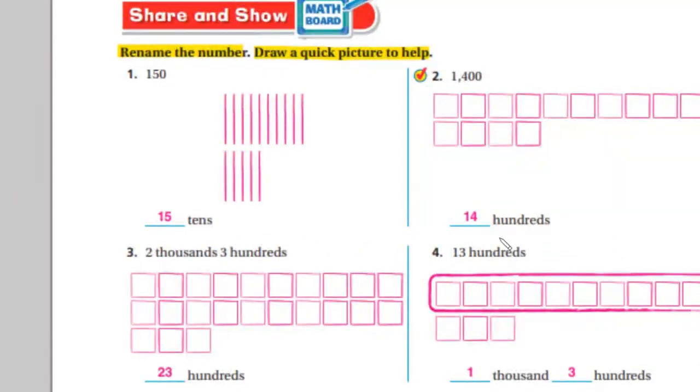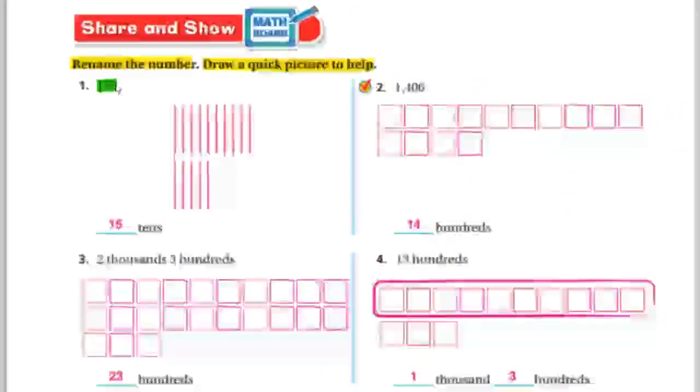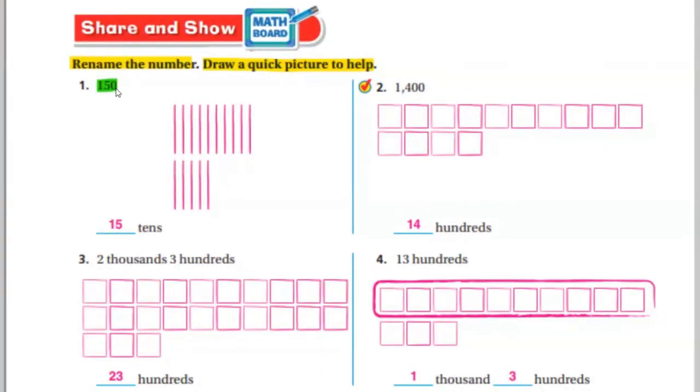Okay guys, let's see how to solve that. Firstly, we have the first question, we have 150. How can we model it or rename it using base 10 blocks? First of all, we have here 15 tenths, right? You can read it like 15 tenths because we have 15 and 0. Each long represents 10, right? So how many longs are we going to use here? 15, because we have 15 tenths. So we're going to use 15 longs.